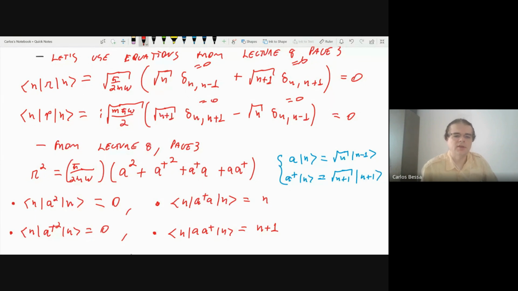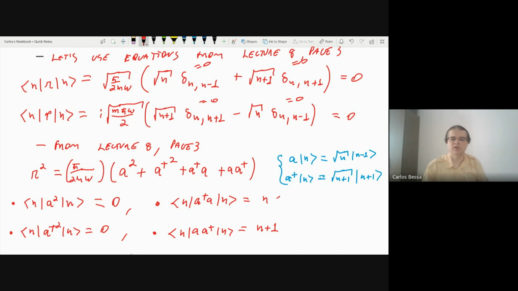The n state, the annihilator, so we will have one bra n and the other bra n minus 2. So this is 0, this is 0, this is 0 as well, because it's n, the bra, and the ket will be n plus 2. So we will have 0. And here we annihilate once, so we have n minus 1, and then we create. So n minus 1 plus 1 will be n. So we'll have n on one side, the bra will be n, and the ket will be n too.